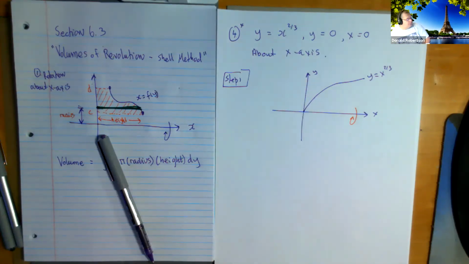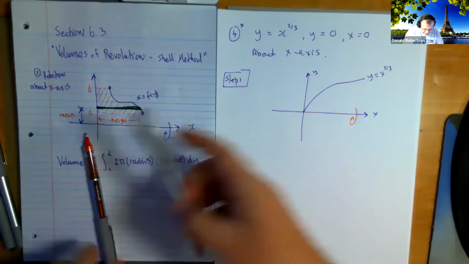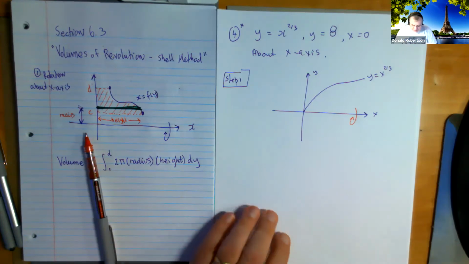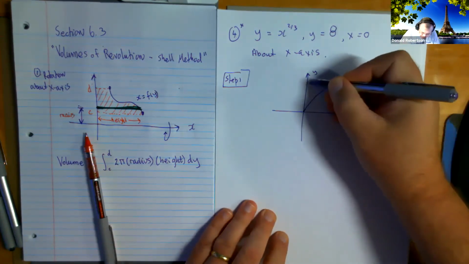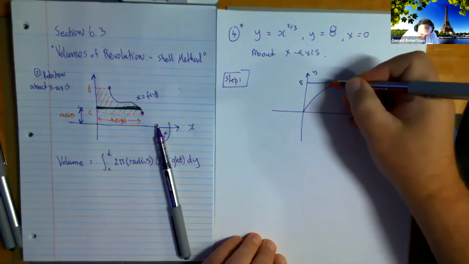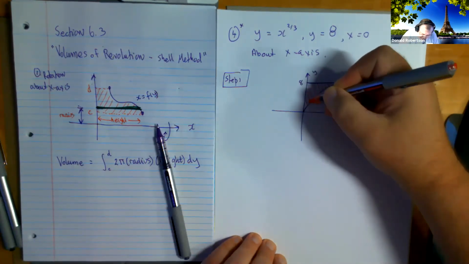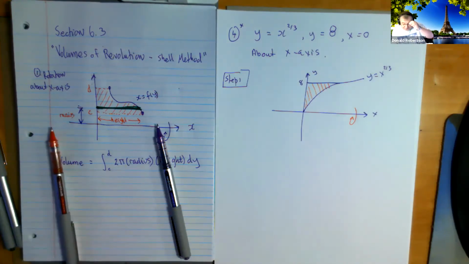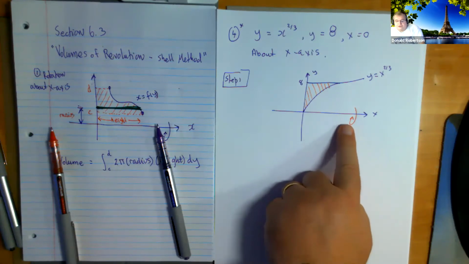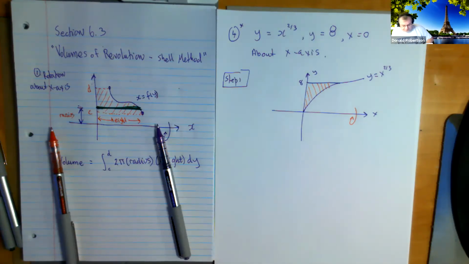Wait a minute. Can I check that? Glad I did. Y equals 0 and x equals 0. That guy. This is now much more sensible. So that's the region, this shaded region, that's going to be rotated about the x-axis.